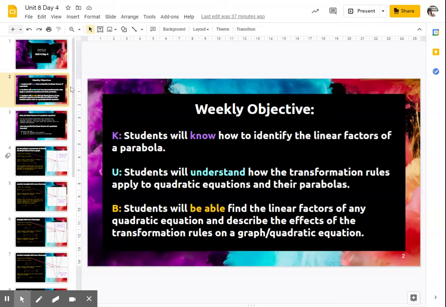On Unit 4-8, Day 4, we're talking about quadratics and linear factors. The weekly objective is still the same from last time: you will know how to identify the linear factors of a parabola. You will understand the transformation rules and apply them to quadratic equations and their parabolas. You will be able to find the linear factors of any quadratic equation and graph the effects of transformation rules on a graph or quadratic equation.